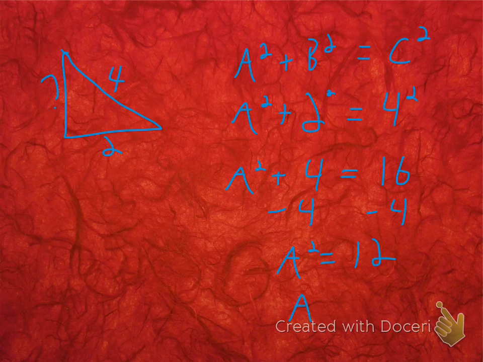So what does A equal? The square root of 12. Very good.